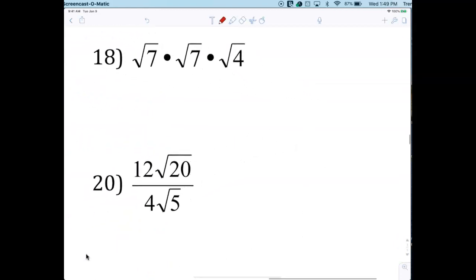Let's try 18. Stop. Not even close. What is 7 radical 4? 2 radical 7. Thomas, what do you think?